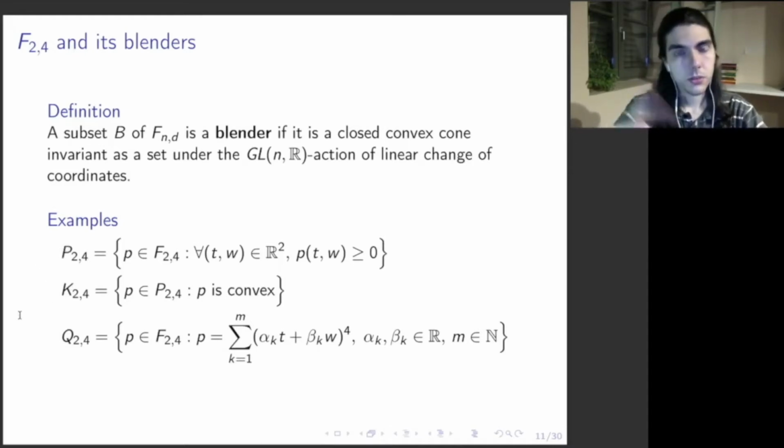But there's a theorem, an important result, that in the particular case of binary quartics, so two variables degree 4, Q and K are the same blender. They are the same set. They coincide. And we'll use this throughout the proof. Okay? So now we have the important set to classify the relative position of two conics.